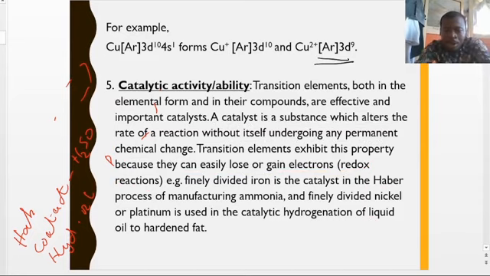So today we have been able to discuss the major chemical properties of the transition metals, and I hope you understand the concept. In our next class, we shall be examining some of these important transition metals, how they are extracted, some of their compounds, their uses, and their properties.